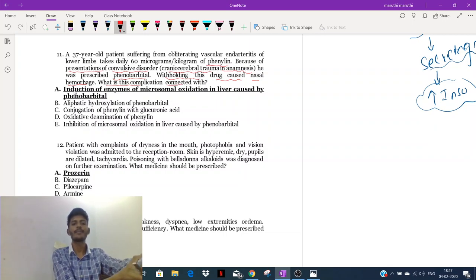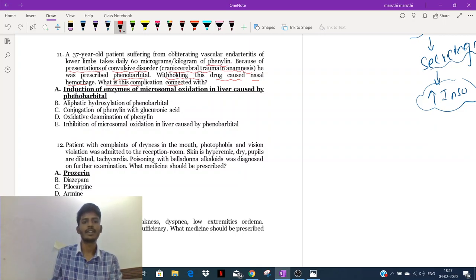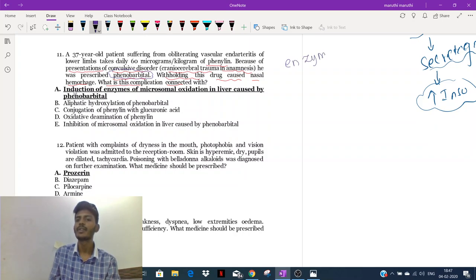Now what happens, guys? This person was taking phenobarbital. Phenobarbital is a drug which induces the microsomal oxidation. Microsomal oxidation inducers are called enzyme inducers. Now, what will happen with an enzyme inducer? Enzyme inducers are enzymes which increase the metabolism of drugs.